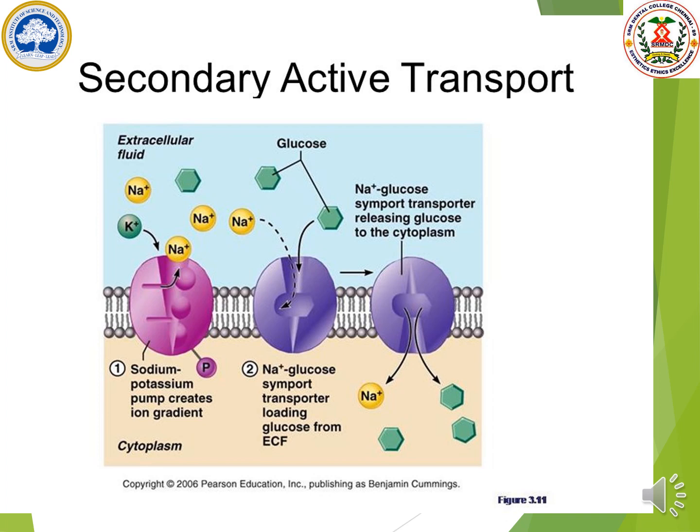The first step in the diagram shows the sodium potassium pump creating an ionic gradient. With the same energy, the sodium glucose import transporter loads glucose from your ECF and releases the glucose to the cytoplasm. With the help of the same energy, where the sodium potassium transport is occurring, the glucose is also transported. This we call secondary active transport, and this is the best example for it.